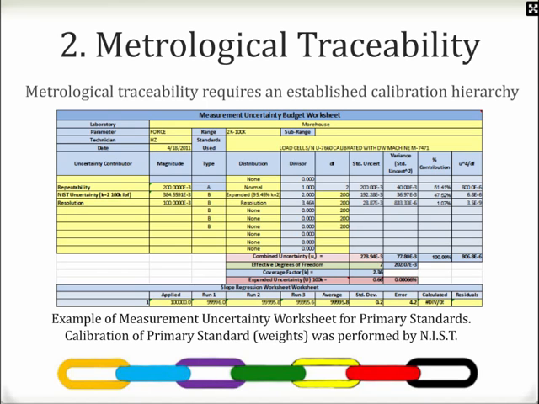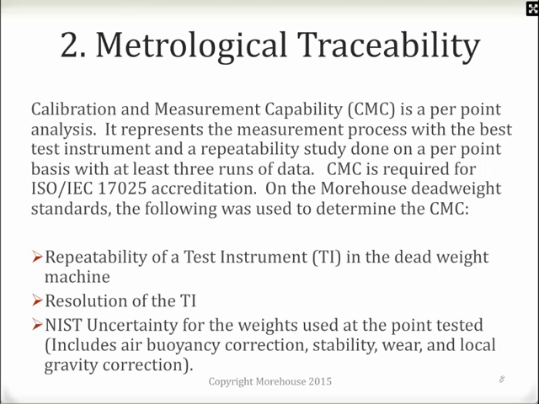If we look at this, the example of a measurement uncertainty worksheet for primary standards, calibration of primary standard weights was performed by NIST. This is a sample CMC, and we're going to discuss this in a minute. Calibration and measurement capability, also known as CMC, is a per-point analysis. It represents the measurement process with the best test instrument and a repeatability done on a per-point basis with at least 3 runs of data. CMC is required for ISO IEC 17025 accreditation.